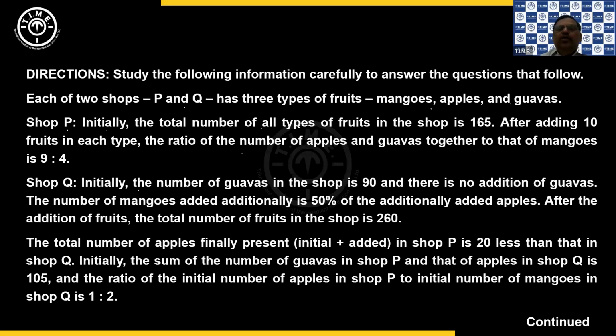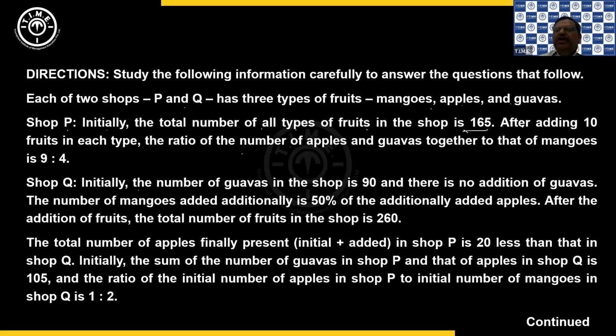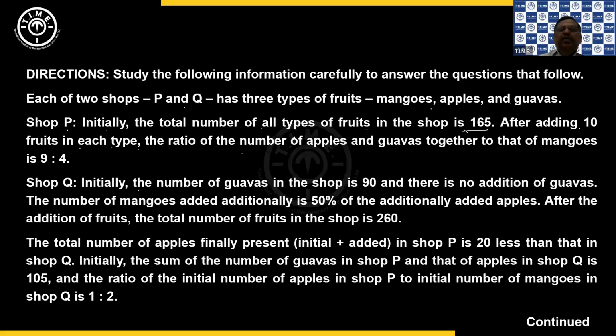Students, initially the total number of all types of fruits in the shop is 165. Total, all of them together, is 165. After adding 10 fruits of each type, you're adding 30 to this, so it will be 195. Now, after adding 10 fruits in each type, the ratio of the number of apples and guavas together to that of mangoes is 9:4. So friends, 165 plus 30, 195. This 195 is in the ratio 9:4.